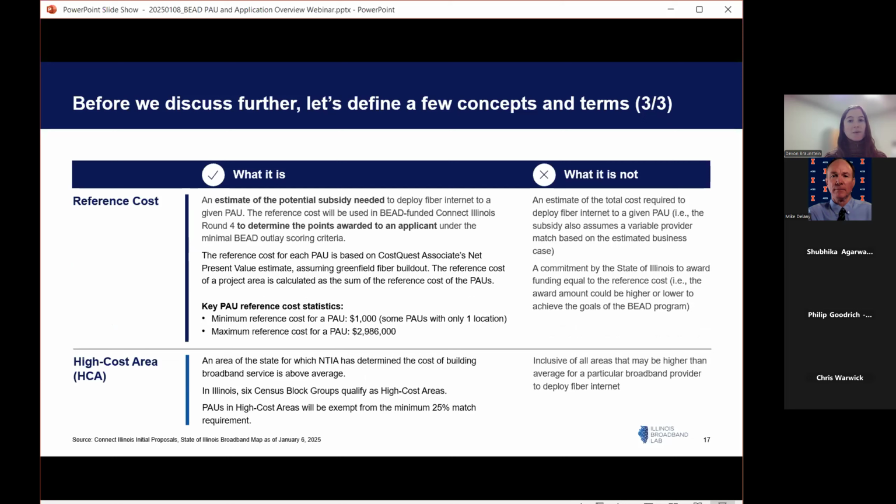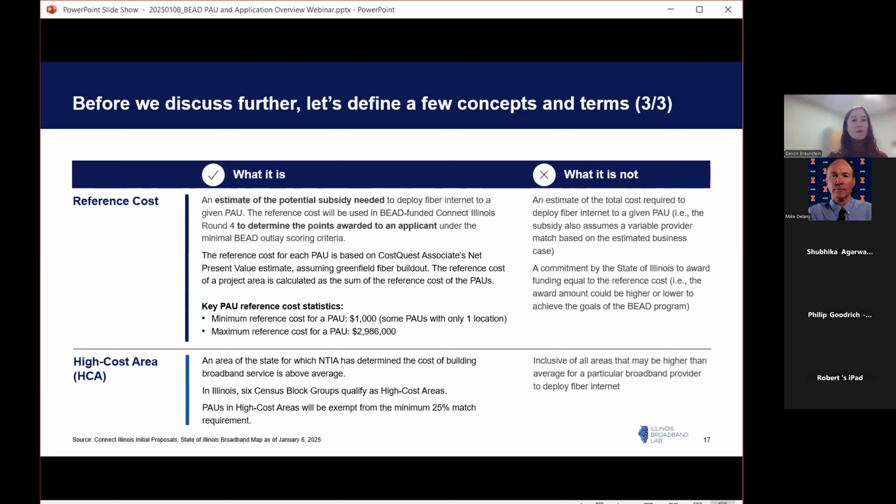The reference cost will be used in Connect Illinois Round 4 as part of our scoring rubric to help us award points to applications. So essentially, if you're requesting more funding than your reference cost, you'll be earning fewer points. If you're requesting less funding than the reference cost, you have an opportunity to earn more points.